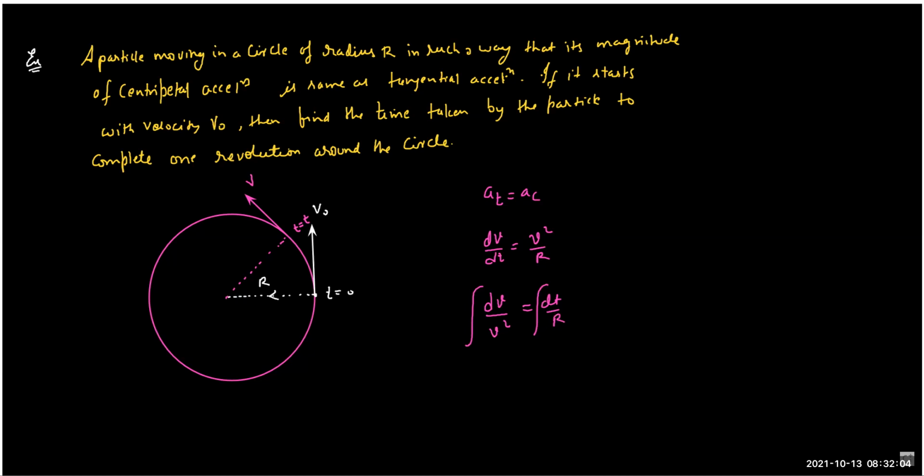So the limit should be 0 to t, and the velocity limit will be v naught to v, because you begin with v naught, right? So you start when time is 0, your velocity is v naught. When time is t, your velocity is v actually. So once you have this, you can proceed next.